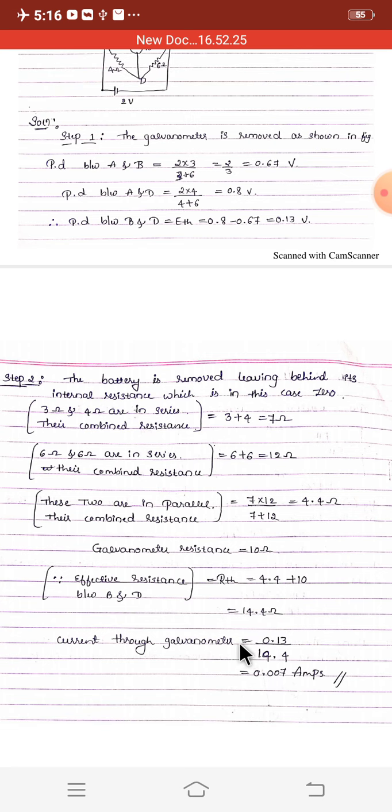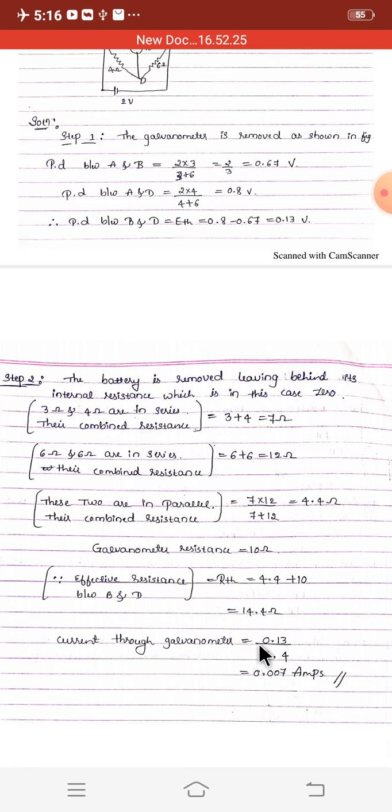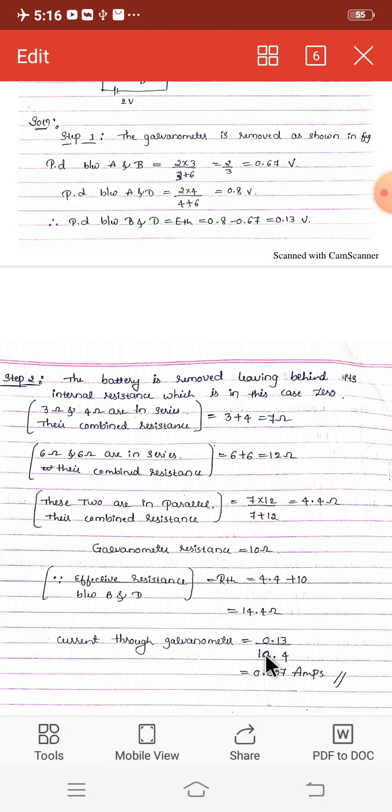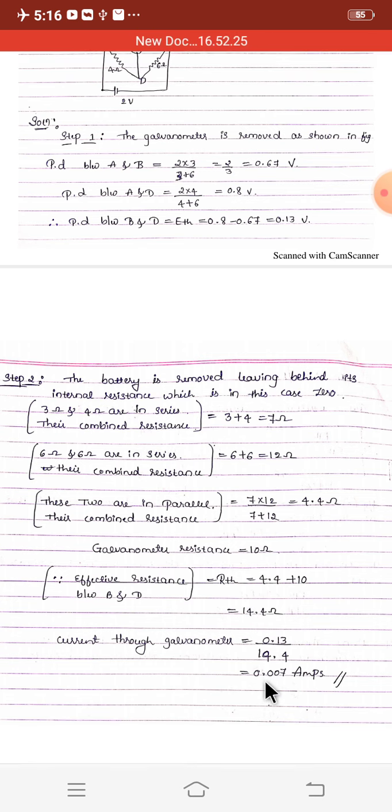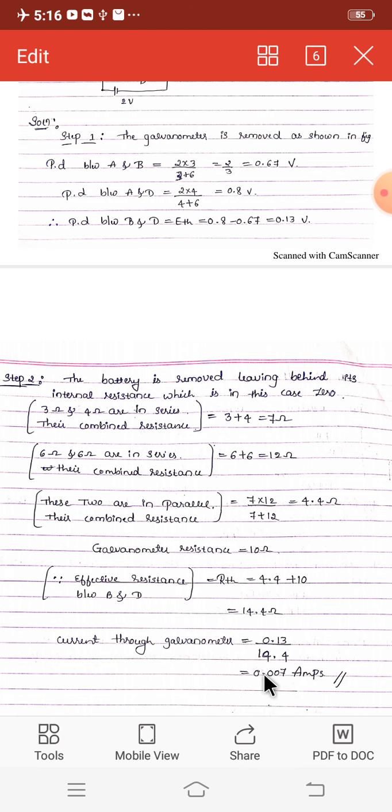Current through the galvanometer is what? The potential difference between B and D, 0.13, divided by effective resistance 14.4. That becomes 0.007 ampere. So the current through the galvanometer is 0.007 amperes.